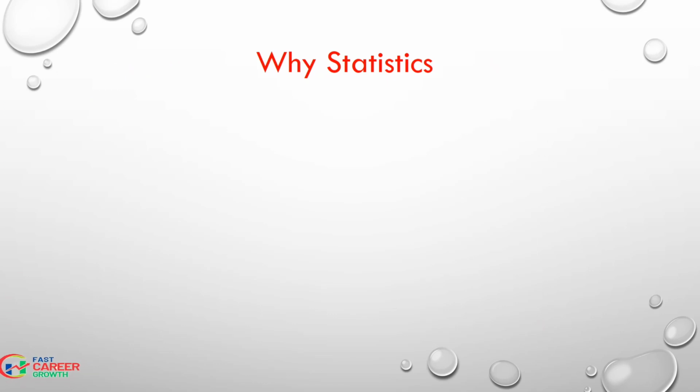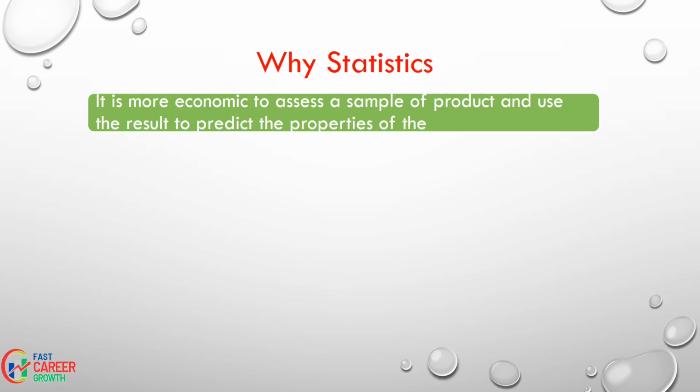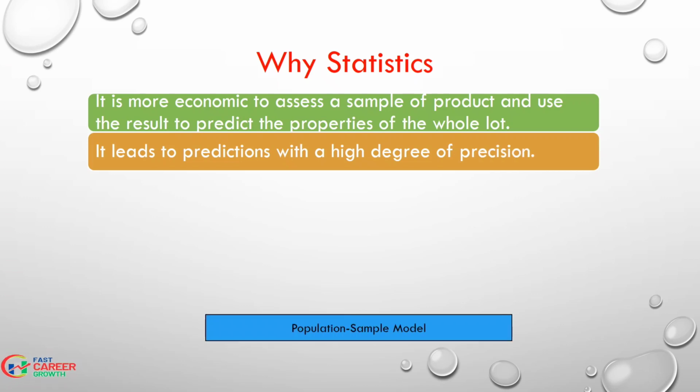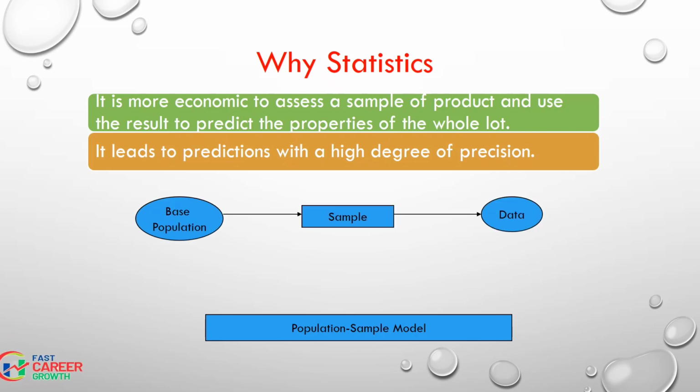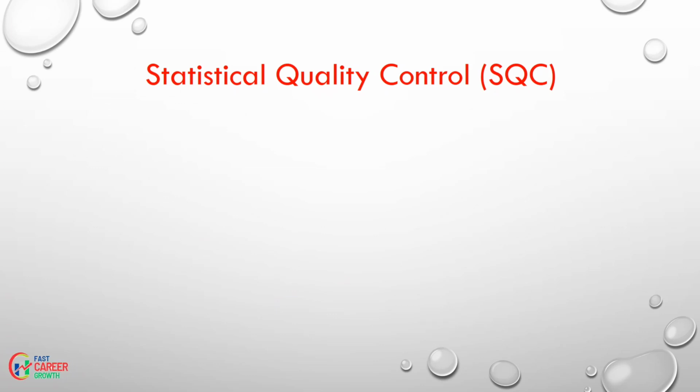Next is why statistics, or the importance of statistics in quality. It is more economical to assess a sample of product and use the result to predict the properties of the whole lot. It leads to predictions with a high degree of precision. As per the population sample model: from the base population, take a few samples, record the sample data, study the data based on requirement, then decide whether the sample is okay or not. Accordingly, the base population okay or not okay decision will be taken.